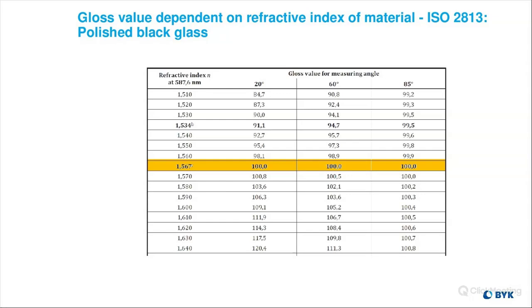If you take a look at this chart here, you can see that if your refractive index increases or decreases, you will get different gloss values. And that's because different materials will absorb energy differently. So something to keep in mind.